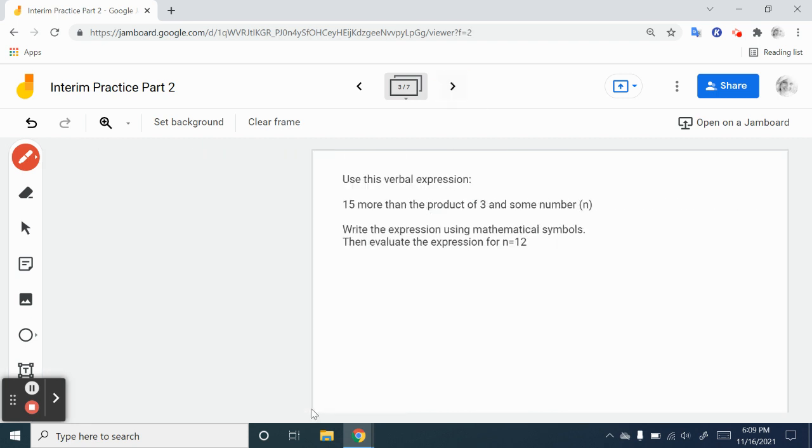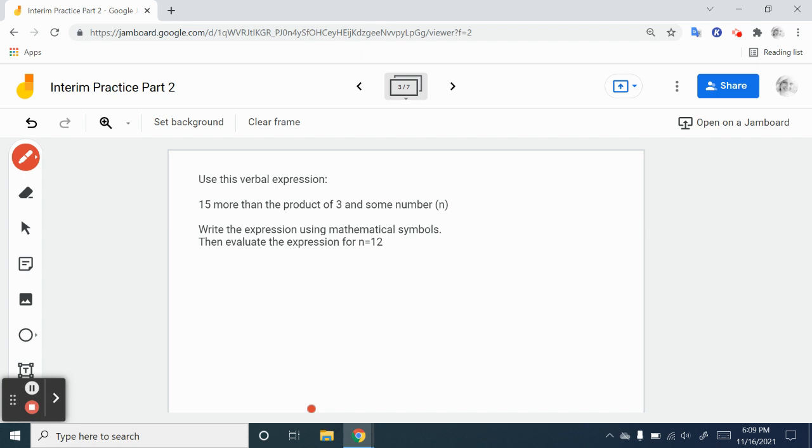and then you can use the order of operations to evaluate. Number 3, they're going to give you a verbal expression, which means they're going to give you a mathematical sentence in words. And there's 2 parts to this problem. So number 3 has 2 parts. Make sure you do both parts.